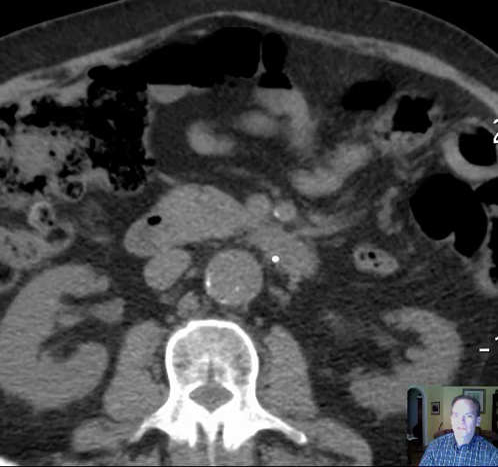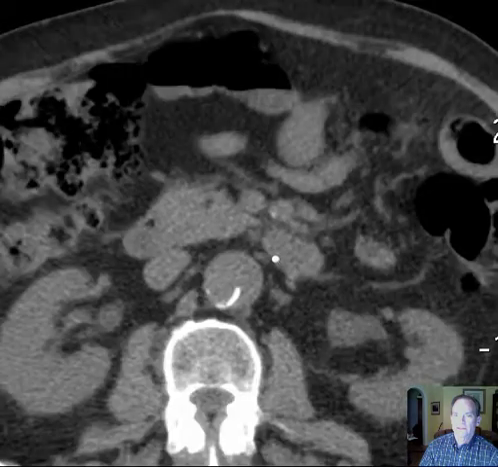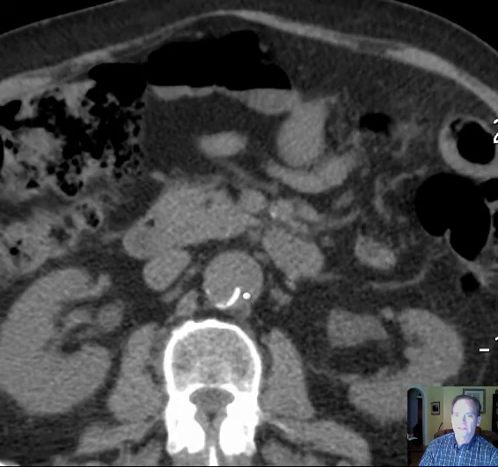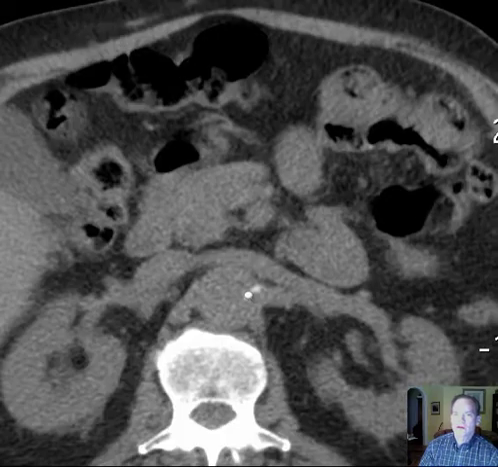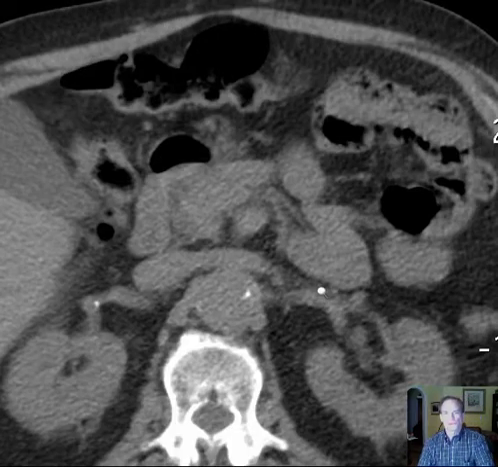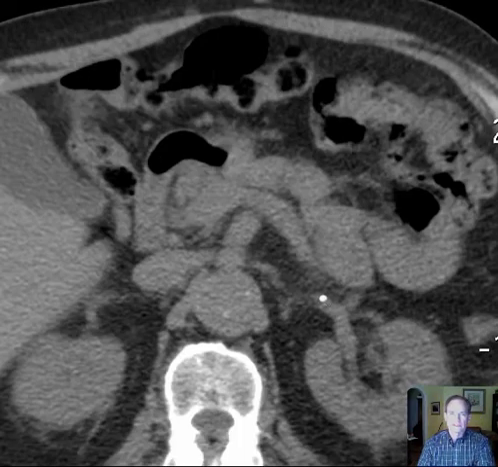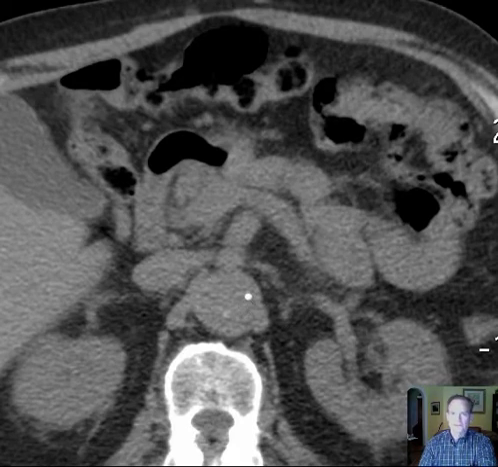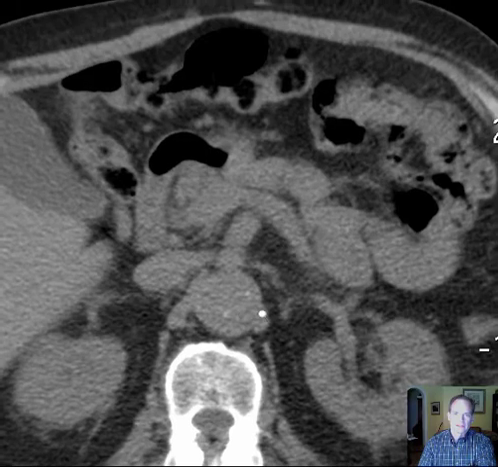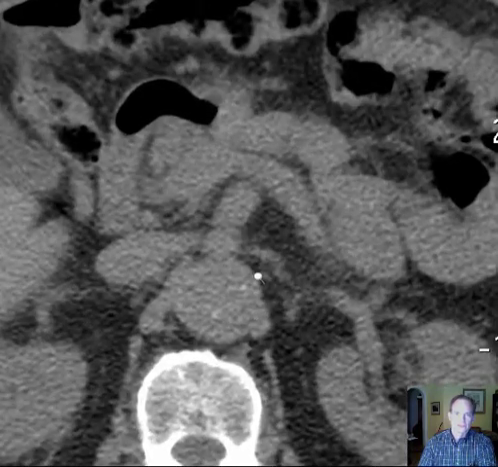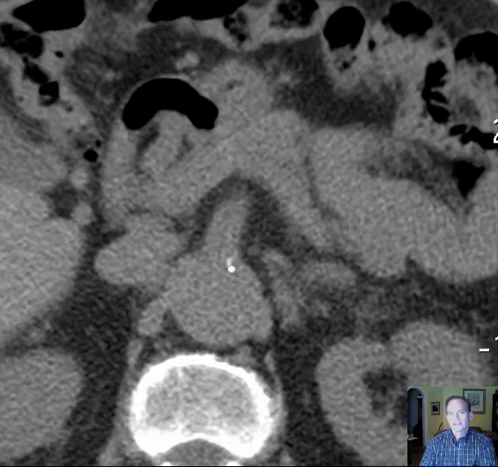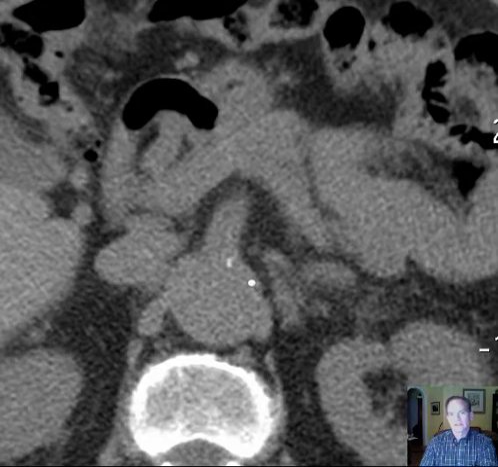Let's look up a little bit higher. Is that the case up higher? Well, it looks like yes, that's displaced from the wall. And even here, look, that's displaced from the wall. And what are these two little flecks right there? They're tiny, but that also is suspicious. And look at this little calcification there.